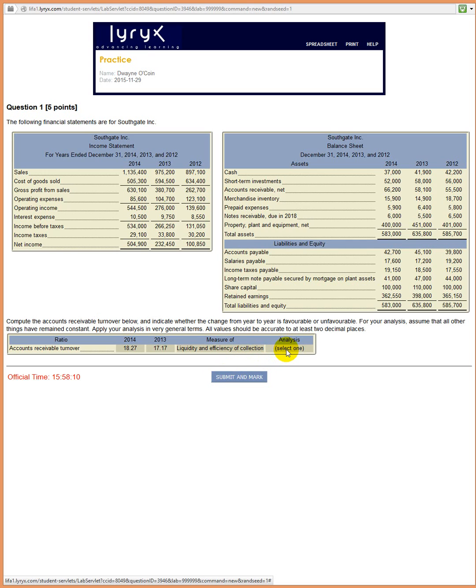Okay, so is this better or worse? In this case, we went from 17 up to 18. The more turns, the better. That means we're generating more sales from the same accounts receivable, credit policy and all the other stuff that goes together with accounts receivable. So that's better.